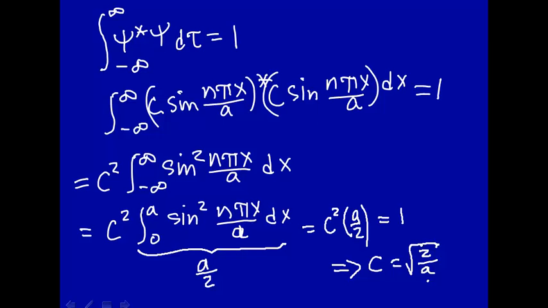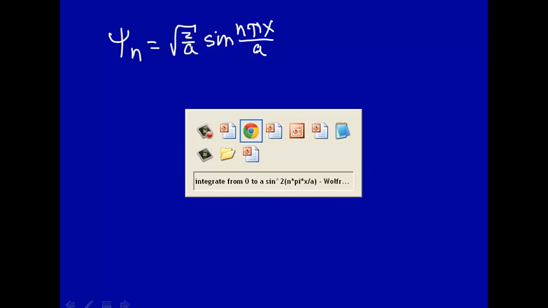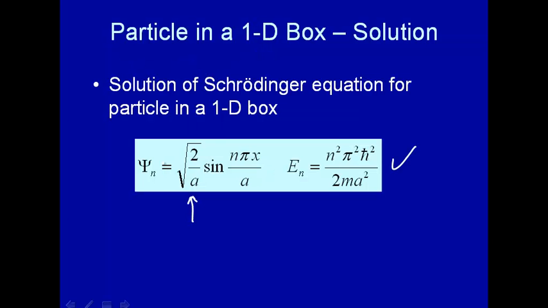All right, so we know what c is, and finally we can write the wave function, characterized by quantum number n, is equal to the square root of 2 over a times sine of n pi x over a. All right, so we've gotten here. That's where that square root of 2 over a comes from. It comes from the normalization constant. We want these, when we multiply them together, when we square them, to equal 1.